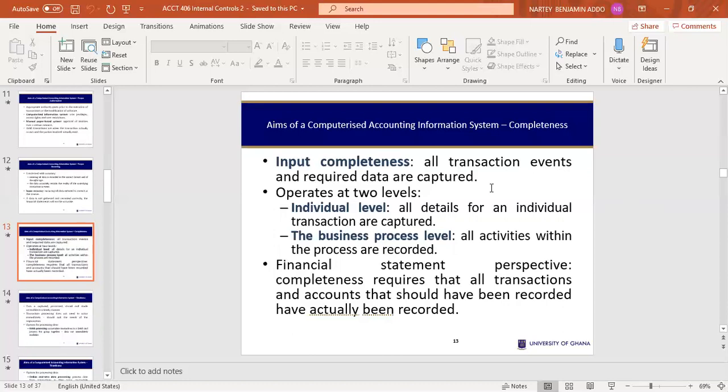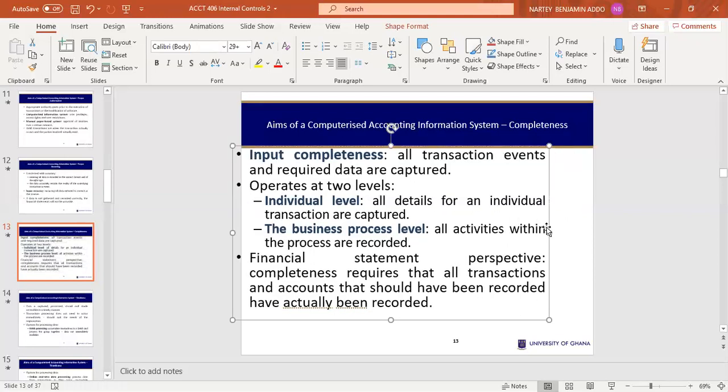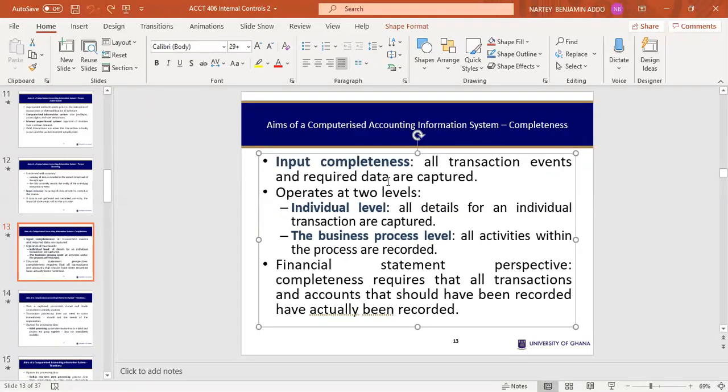So if significant data have not been entered or recorded, then the transactions or the system will not be complete. All transaction events and required data must be captured. If you have left any of the data uncaptured, then we have incompleteness. And completeness operates at two levels: the individual level and then the business process level.